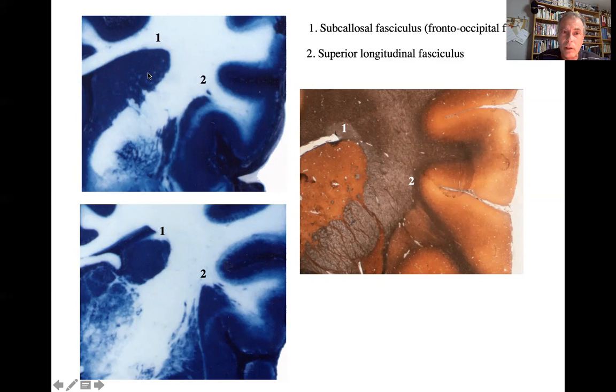And here, very medial to the centrum semiovale and dorsal to the most lateral portion of the caudate nucleus is the subcallosal fasciculus. It is a fronto-occipital fasciculus, because here we have the corpus callosum. So this fasciculus is located just on top of the lateral aspect of the caudate nucleus. This is the tail of the caudate nucleus.